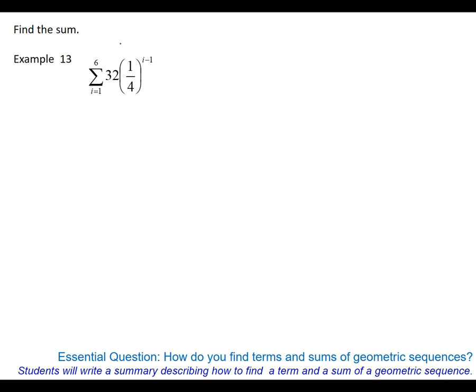n value? Give this one. What's our n? 6. Even though it has funky i's in it, we're not worried about it being i's or n's or k's or j's or whatever it is. It's still in the same format that it was before. All right, what's your first term?